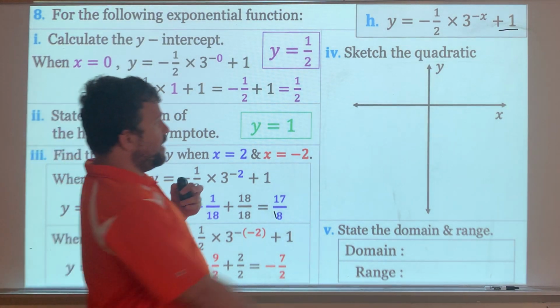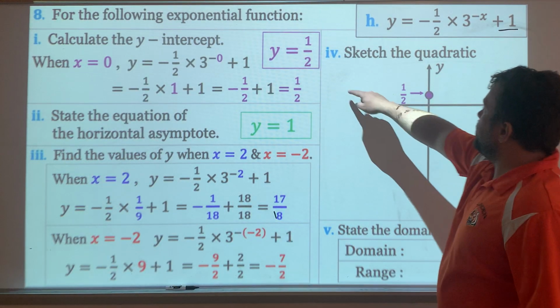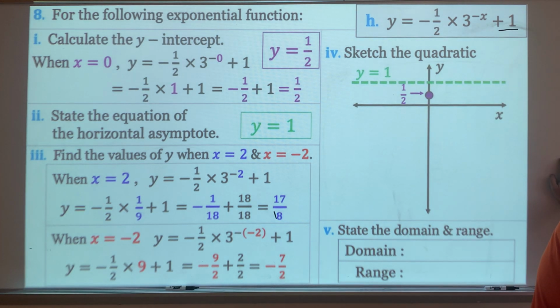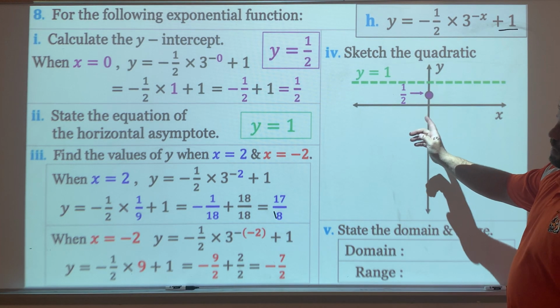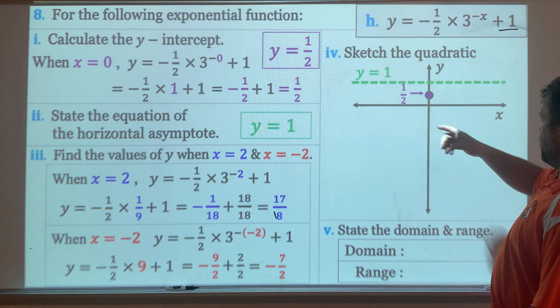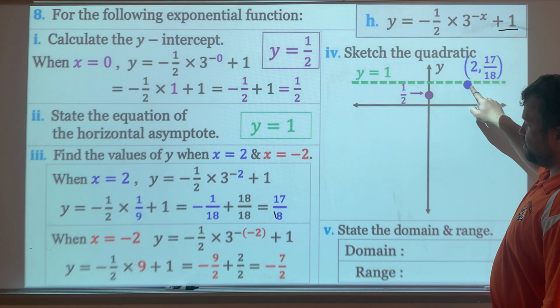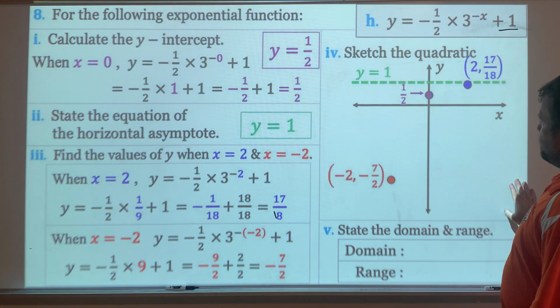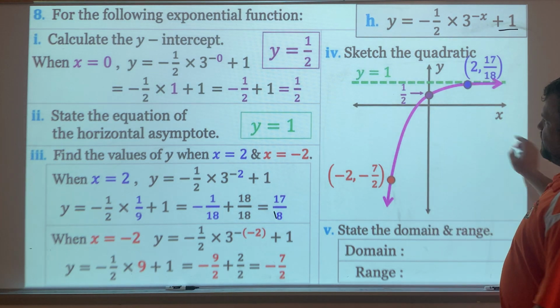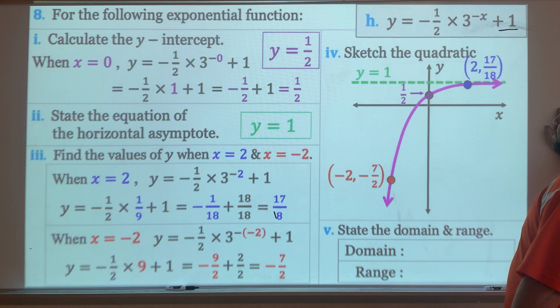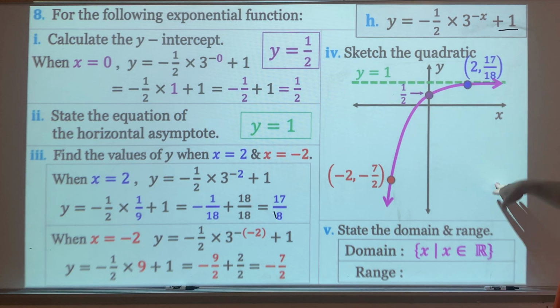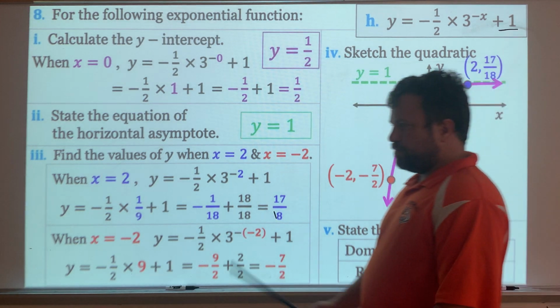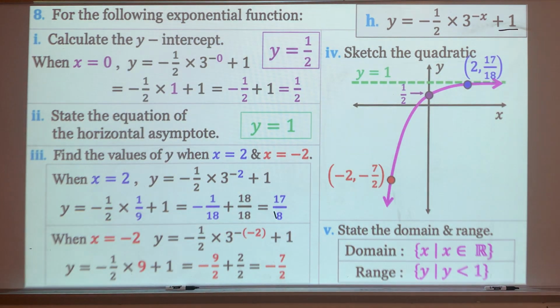Plot our points. Y equals 1/2. Y equals 1. All right. 2, 17 over 18. Okay. Negative 2, negative 3 1/2. There's a graph. The reason I put this arrow there is I didn't want to get mushed up there. Domain, all real numbers. Range, y is less than 1. Okay. All right, so now you guys can do this.